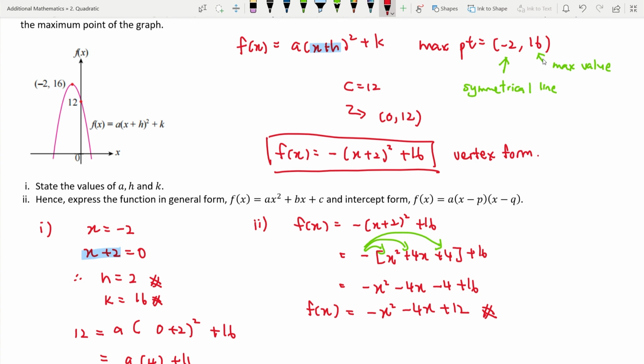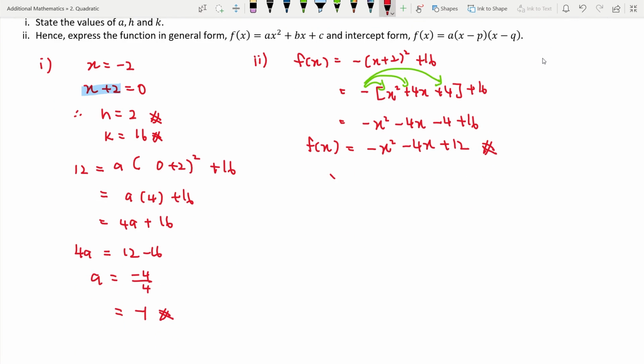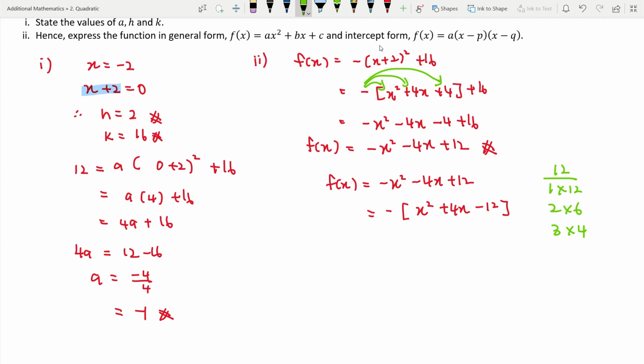To get the intercept form, we need to factorize the function from the general form. f(x) = -x² - 4x + 12. First, we factorize out the -1: -(x² + 4x - 12). 12 is equal to 1 times 12, 2 times 6, and 3 times 4. We need to get a positive 4x. Hence, we will choose this combination.